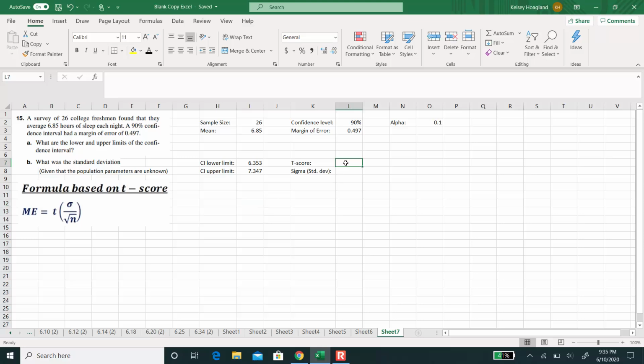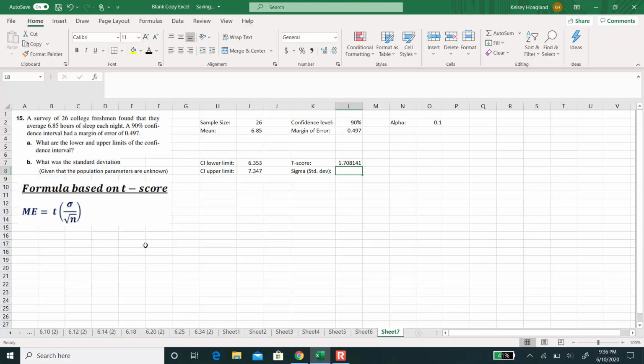So to find a t-score in Excel, you use the function T.INV.2T, because it'll be a two-tailed test, and then your probability is alpha, which is 0.1, and your degrees of freedom. To find degrees of freedom, you take your sample size and subtract 1. So it's 26 minus 1, which is 25. Our t-score is 1.708 rounded. And now we can find sigma.